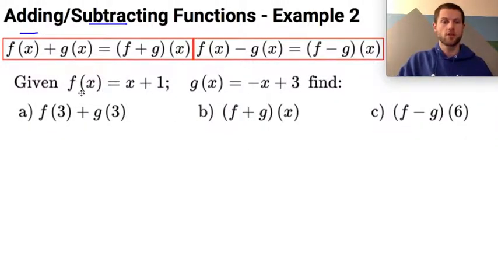I have two functions. f of x is given by the function x plus 1. g of x is defined as negative x plus 3. We want to find these three things. So let's start by finding what f of 3 plus g of 3 is.